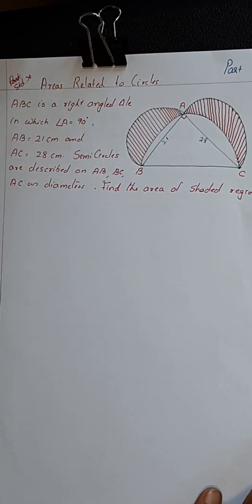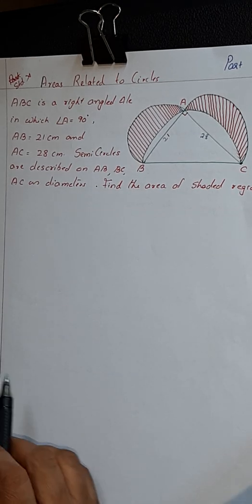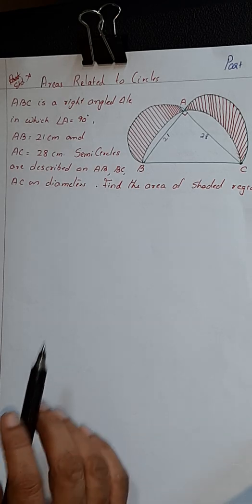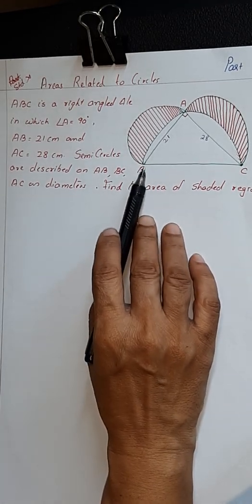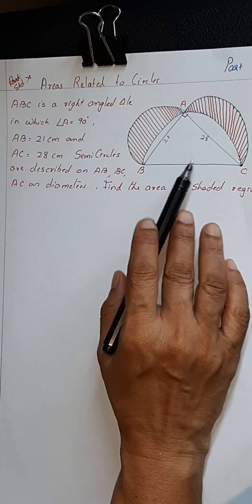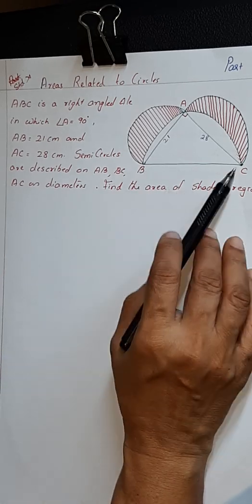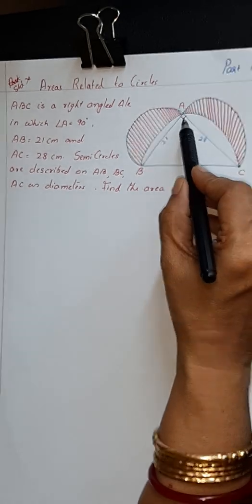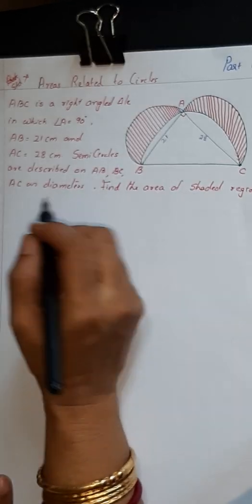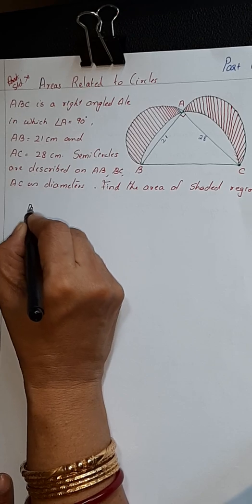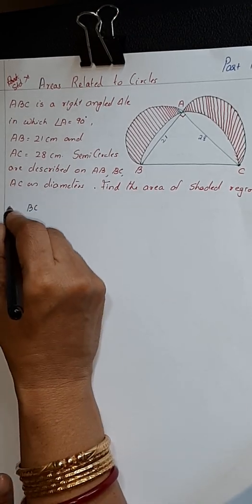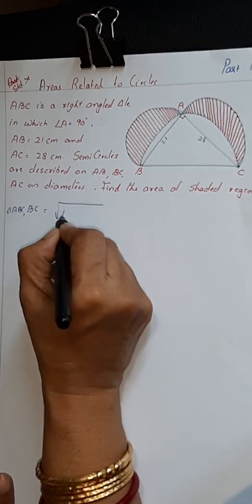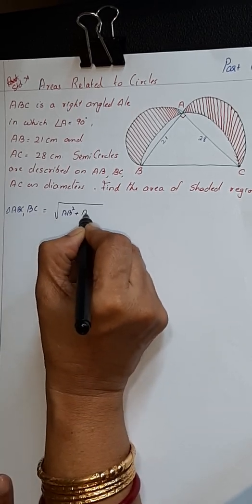This is a very common question which you can see in your tests. Here we have to find the area of the semicircle with BC as a diameter, but we do not have the length of BC. But we have these sides and this is a right angle. So using Pythagoras theorem, in triangle ABC, BC is equal to root of AB squared plus AC squared.